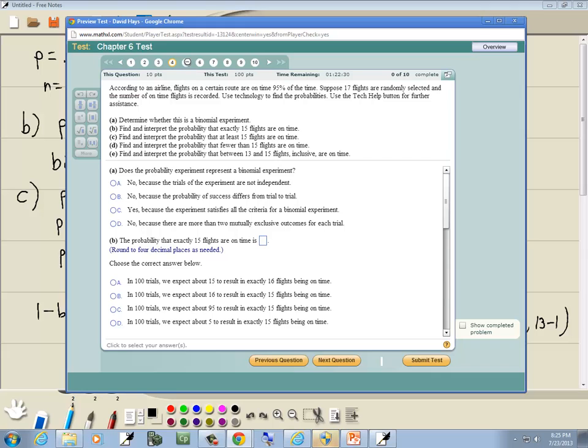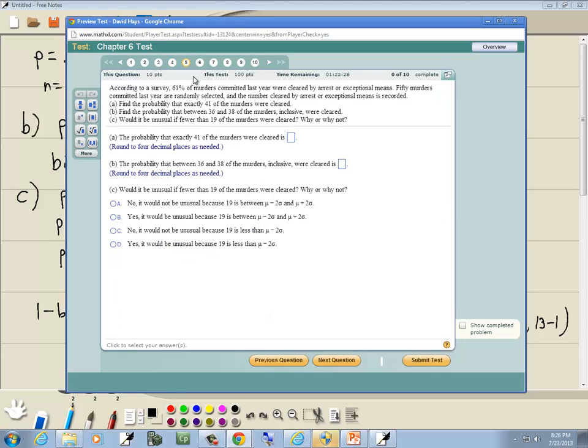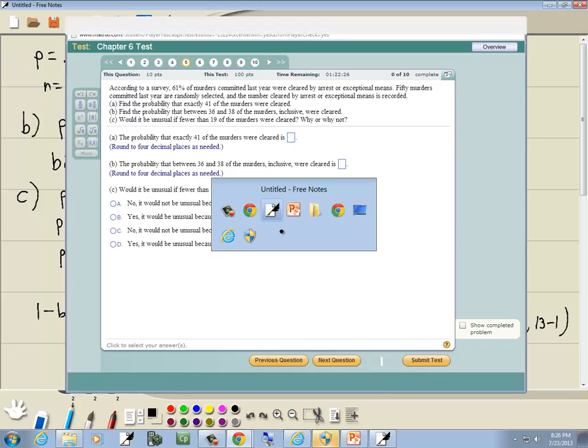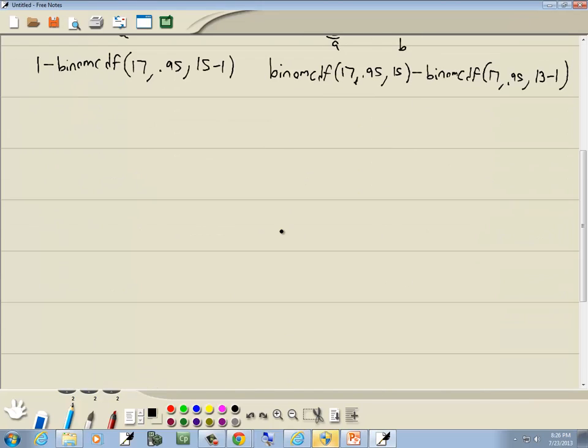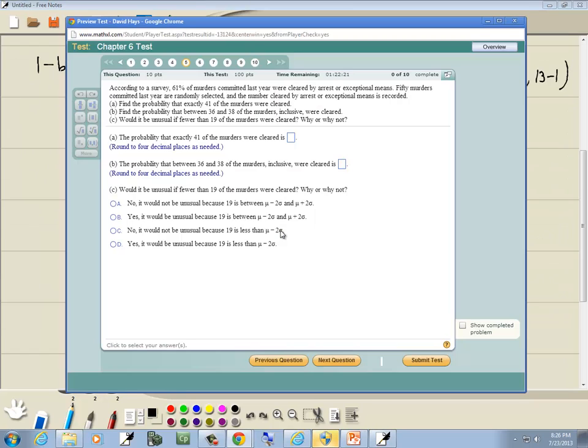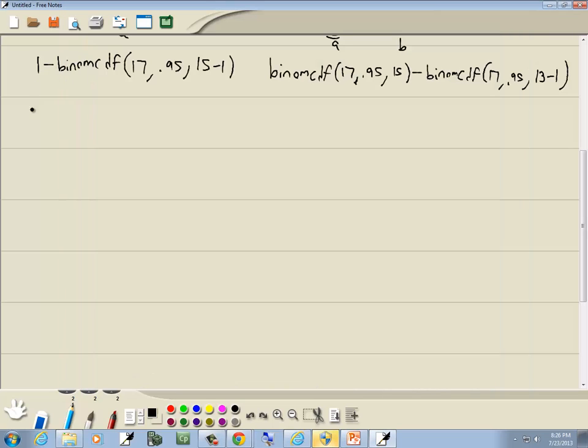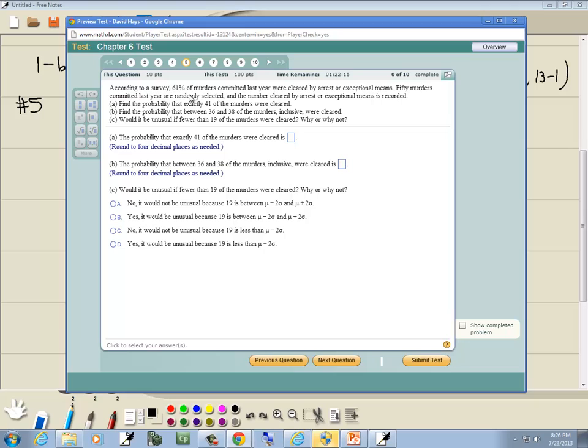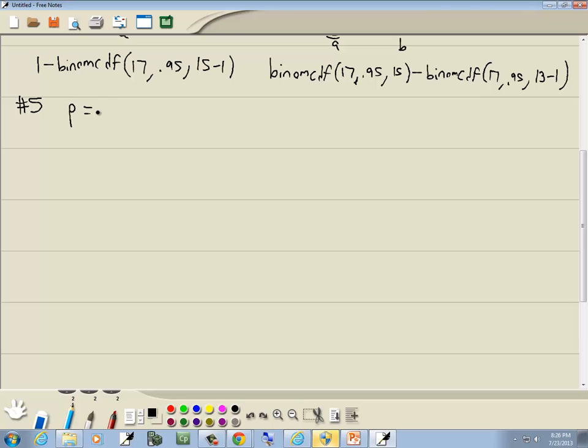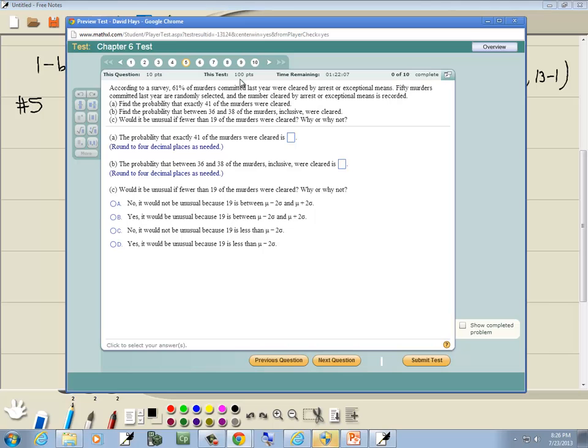Let's see. Let's take a look at this. Where'd that come from? Number 5. I'm like Mr. Magoo. Okay. According to a survey, 61% of murders committed last year were cleared by arrest or exceptional means. That's probably our p unless they change it and ask the opposite, but 61% were cleared. 50 murders committed last year were randomly selected, so n is 50.